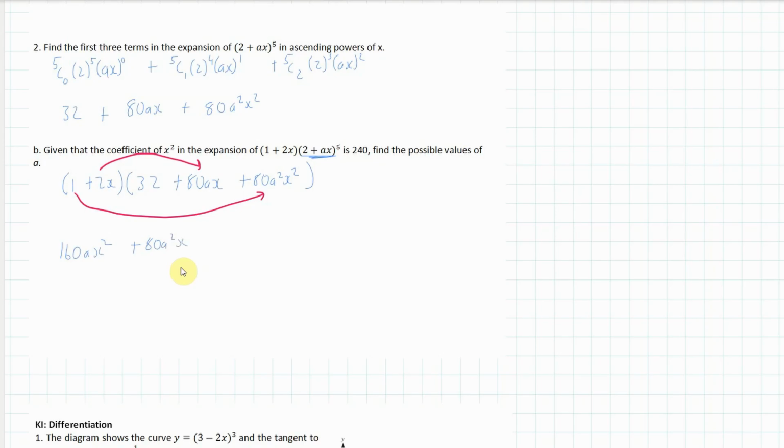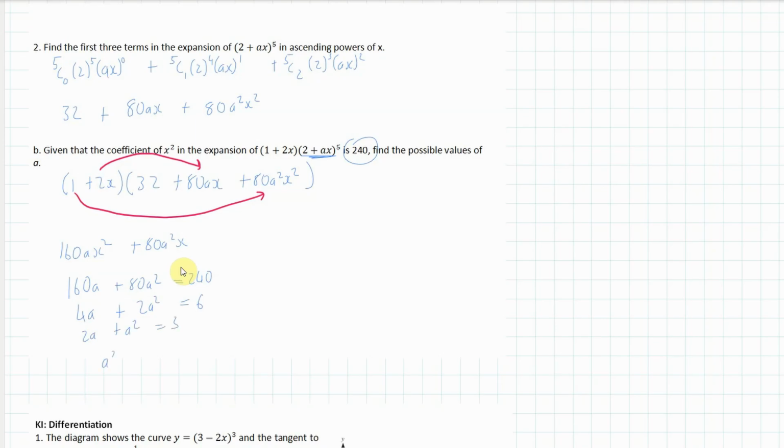Now the coefficient is 240, so we can now find a. So 160a plus 80a squared equals 240. Now I'm probably just going to divide everything out by, I think, 40. So I'll get 6 on this side, I'll get 2a squared on this side, and I'll get 4a on this side, and I can divide again. So I'll divide by 2 this time, so I get 2a plus a squared equals 3.